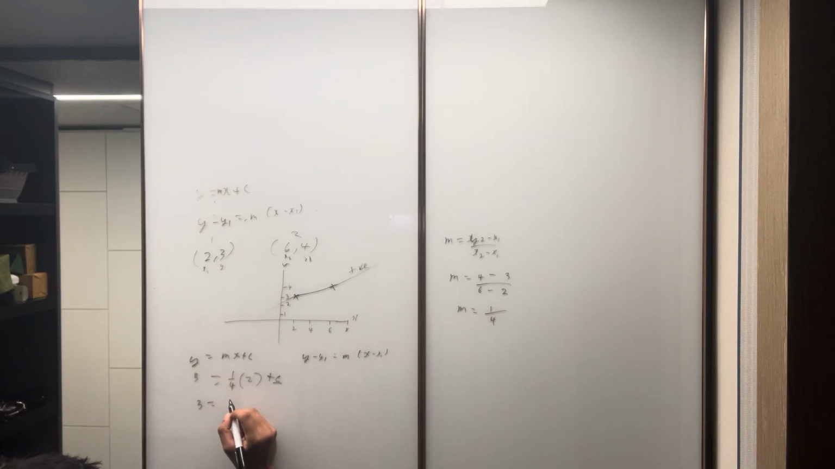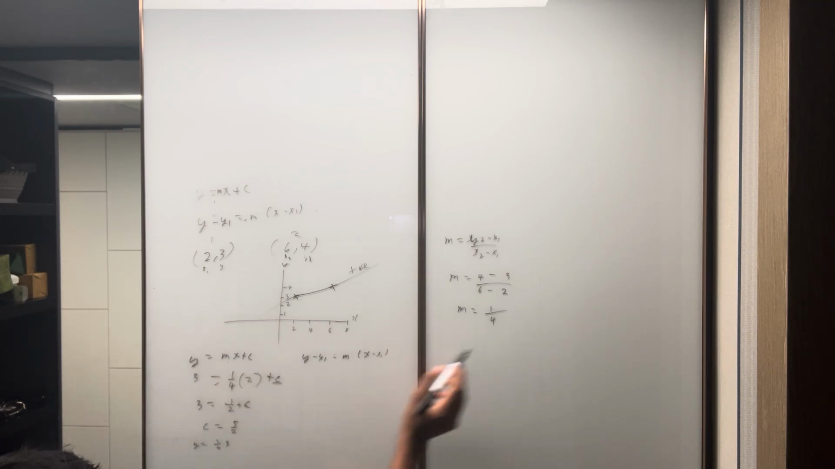3 equals 1 by 2 plus c. We have to find c. C equals 3 minus half, which is 5 by 2. We found the equation of the line: y equals 1 by 4 x plus 5 by 2, because m is 1 by 4. If the gradient was negative, the sign over here would also be negative.